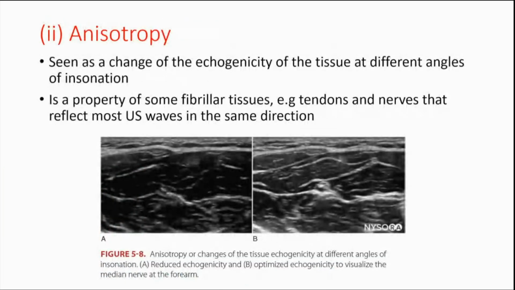Next, we have anisotropy, which is seen as a change of the echogenicity of the tissue at different angles of insonation. This is a property of some fibrillar tissues, for example nerves and tendons, that will reflect most of the ultrasound waves in the same direction. So, for example, with this, echogenicity is reduced as it travels.